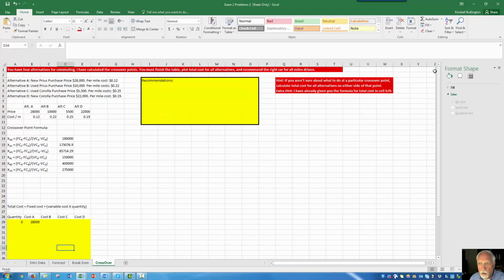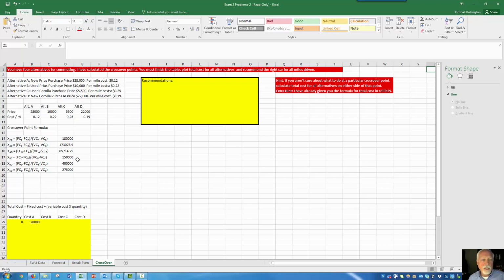So we've got this fourth problem, the crossover problem. We have four alternatives, which gives us 6 crossover points. I've already calculated those for you. But the real question in any of these problems is, what do I do with it? The point of these problems is not to make Excel calculations. The point is to make decisions.